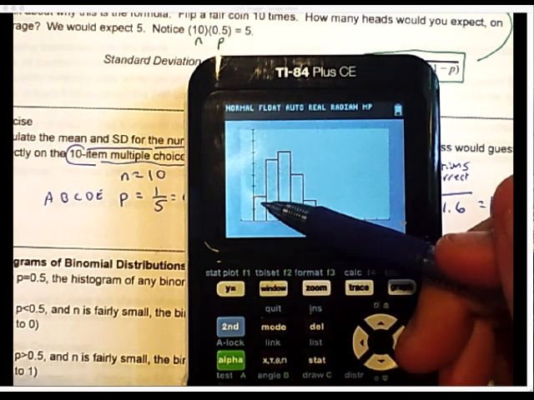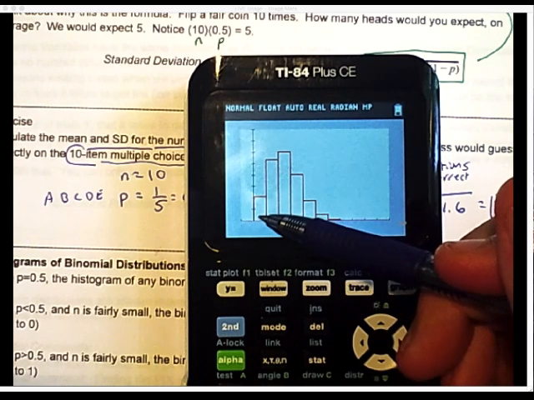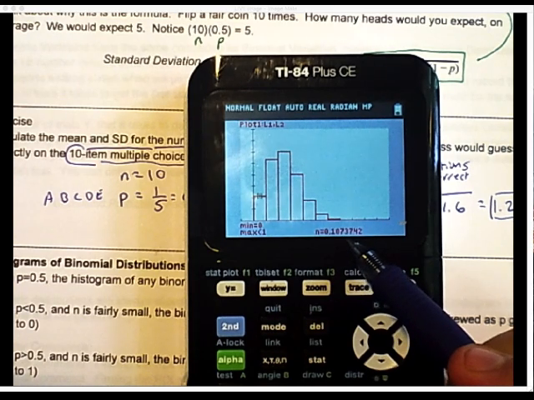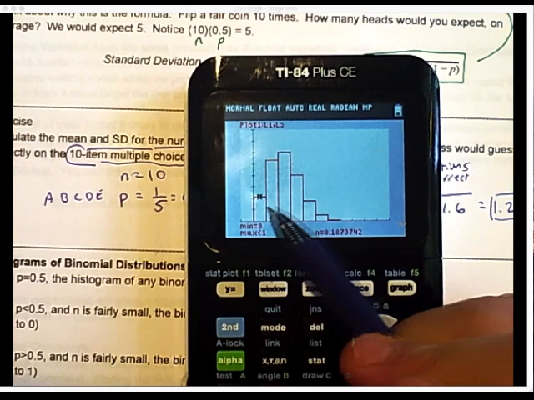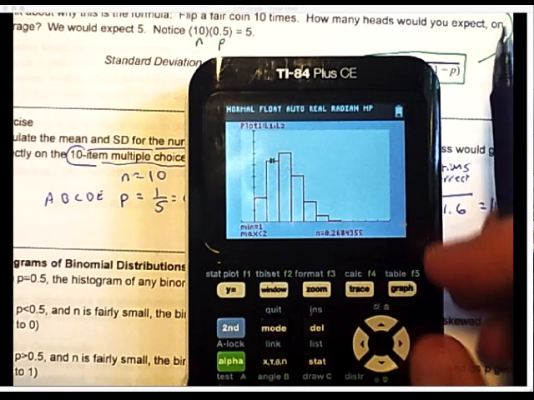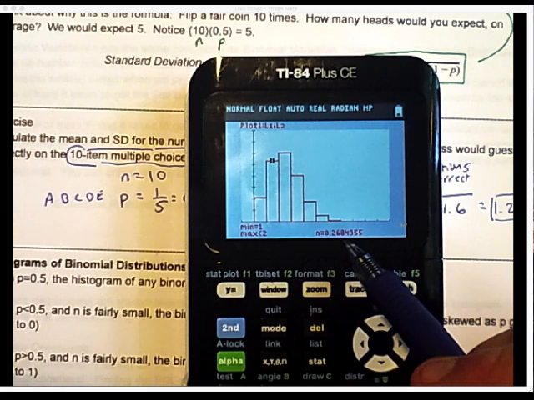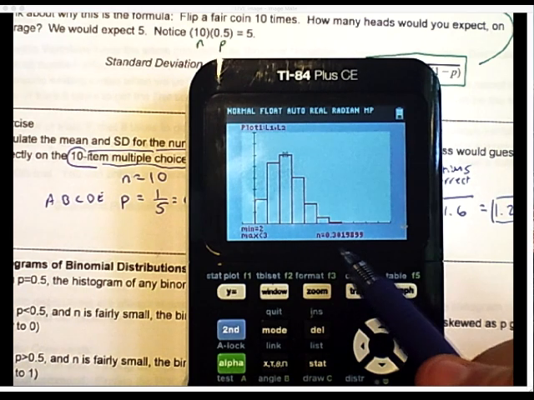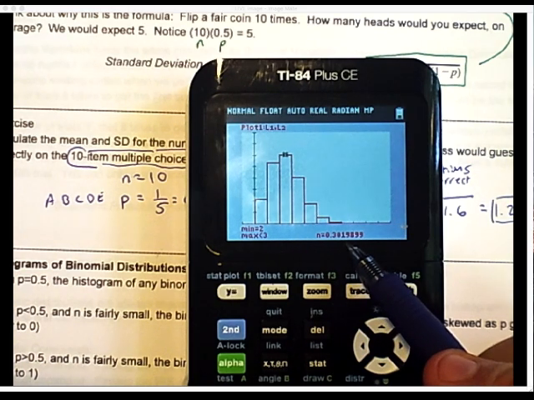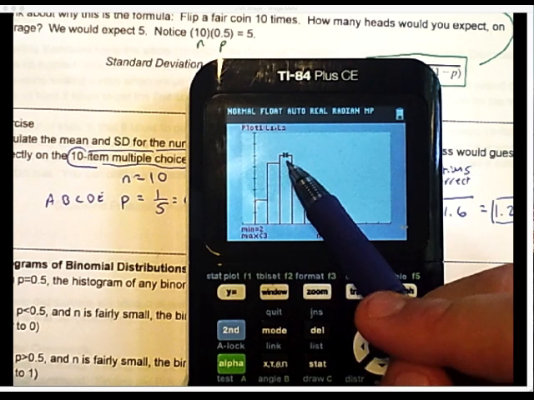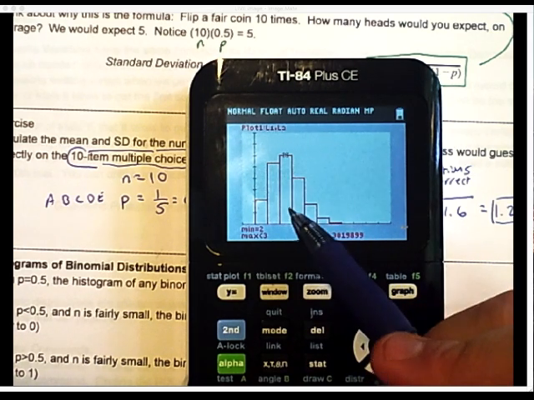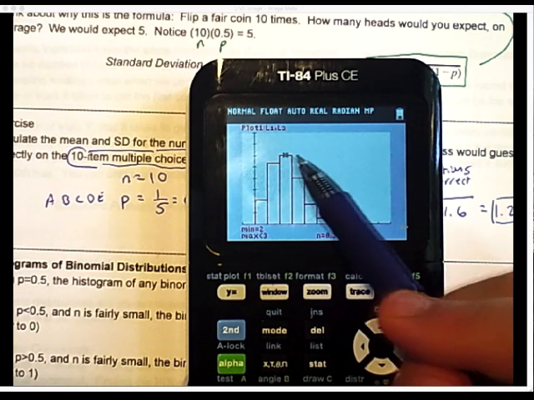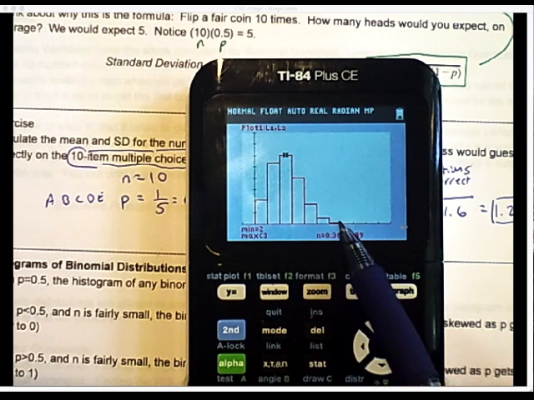So this bar represents 0. If I hit trace, the height of that is 0.107. So there's a 10.7% chance that a student would get none right. There's a 26.8% chance a student would get 1 right. There's a 30.2% chance that a student gets 2 right. Notice that the biggest bar happens at the mean. And then what happens after that? The bars get smaller and smaller.